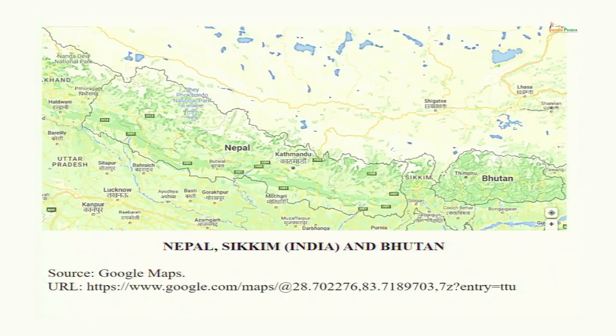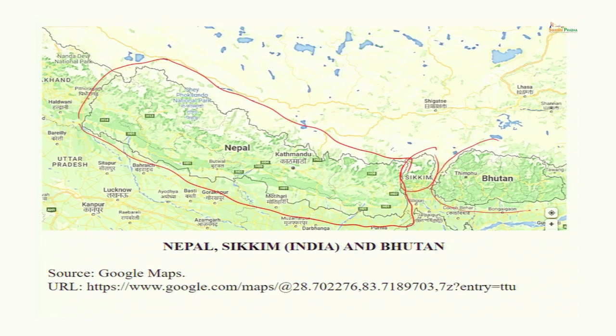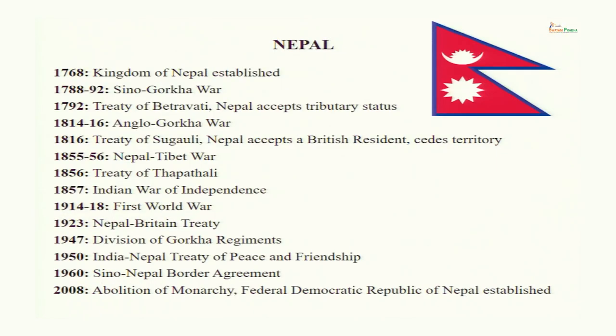Then we have the other three fingers, second, third and fourth finger, Nepal. So, this is the sovereign nation of Nepal. Nepal is a sovereign state, an independent state. Then Sikkim. Sikkim is an Indian state. Okay, Sikkim belongs to India. It's an undisputed Indian territory. And then Bhutan. Bhutan is another sovereign state. So, these are fingers number 2, 3 and 4 according to the Chinese understanding.